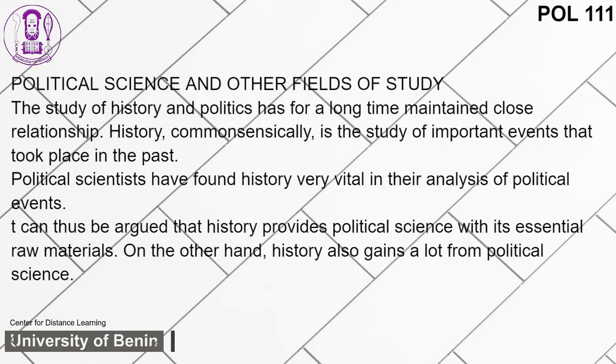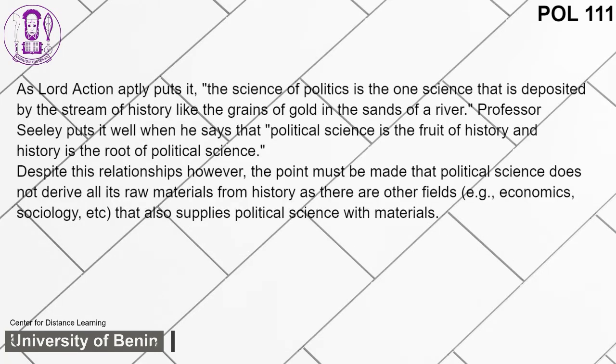Political Science and Other Fields of Study. The study of history and politics has for a long time maintained a close relationship. History, commonsensically, is the study of important events that took place in the past. Political scientists have found history very vital in their analysis of political events. It can thus be argued that history provides political science with its essential raw materials. On the other hand, history also gains a lot from political science. As Lord Acton aptly puts it, the science of politics is the one science that is deposited by the stream of history like the grains of gold in the sands of a river.